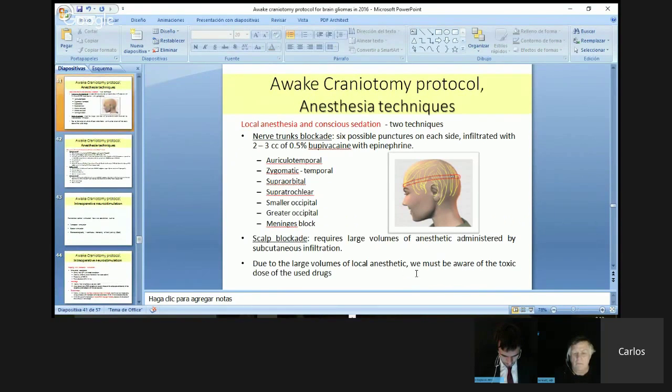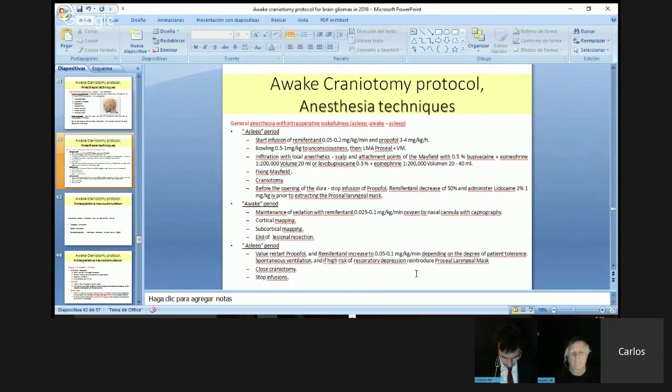So, as we showed before, for local anesthesia and conscious sedation, we have two techniques: nerve trunk blockade and scalp blockade. The scalp blockade requires large volumes of anesthetic administered by subcutaneous infiltration. Due to the large volumes of local anesthetic, we must be aware of the toxic dose of the drugs used.